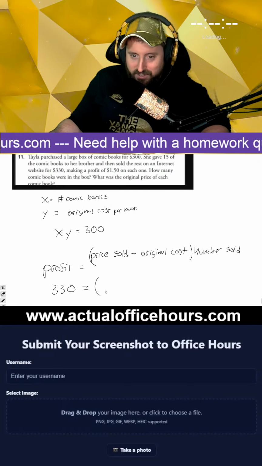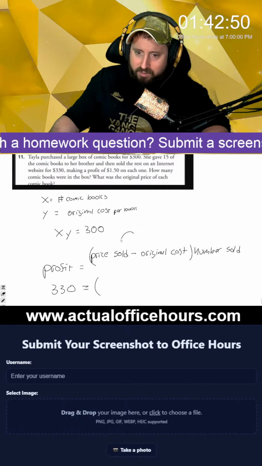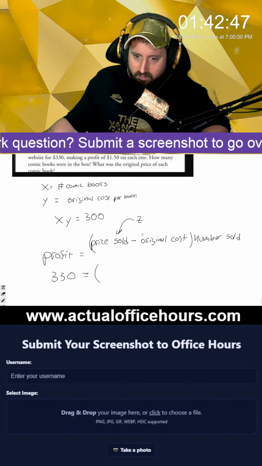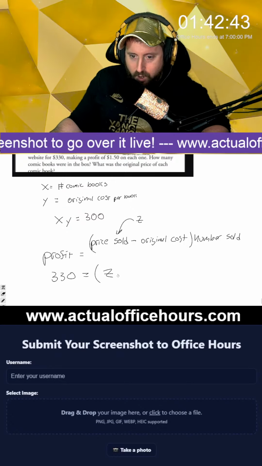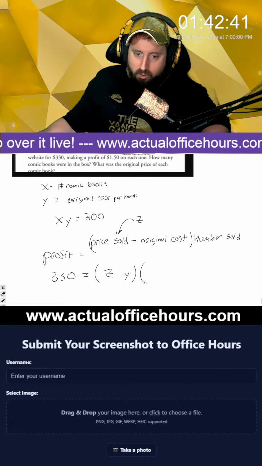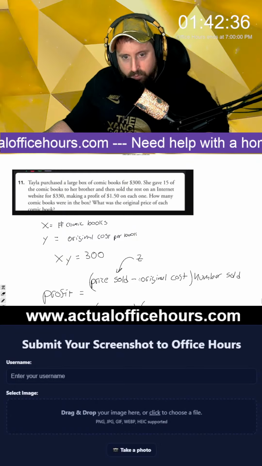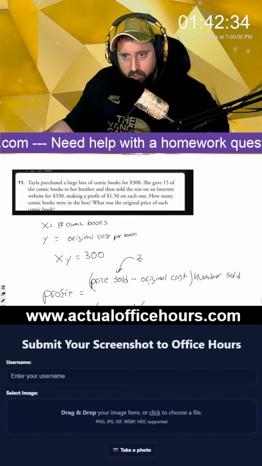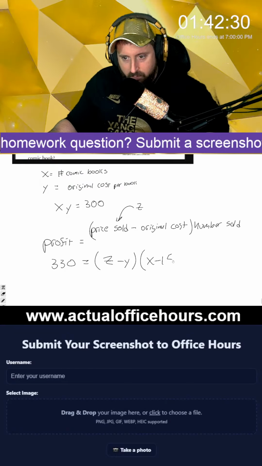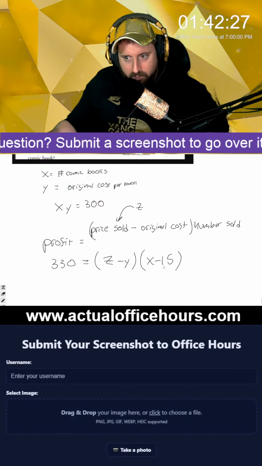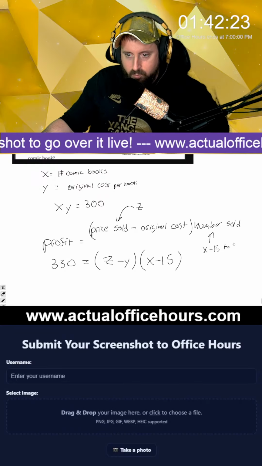I do got a physics PhD, yeah, okay. So the price sold is another variable we don't know, right? This is like Z. But maybe we can come up with that. So this is Z minus the original cost, which is Y, times the number sold. But the number sold is equal to the number of comic books minus 15, because she gave 15 to her brother. Right? Because this is like X minus 15 to brother.